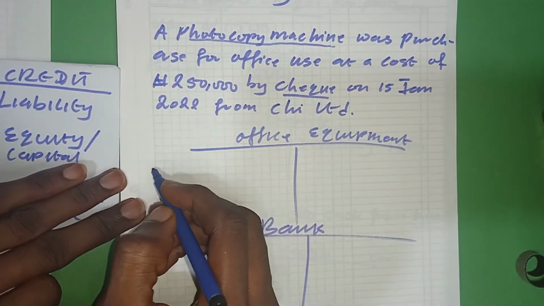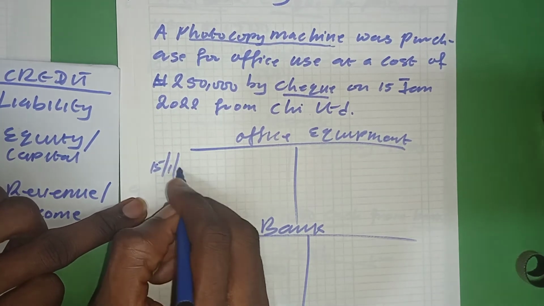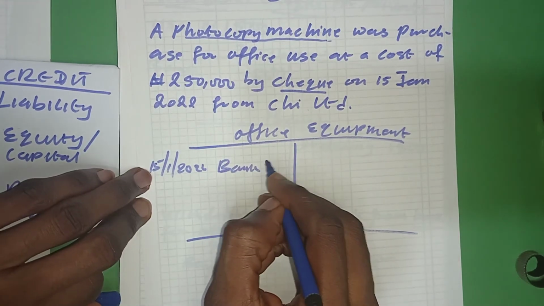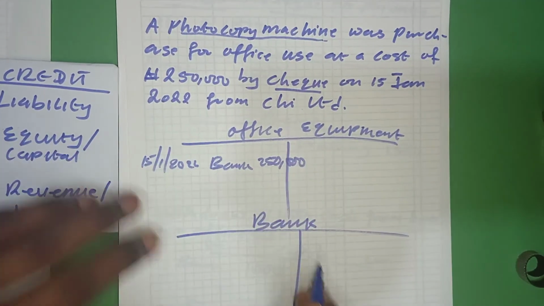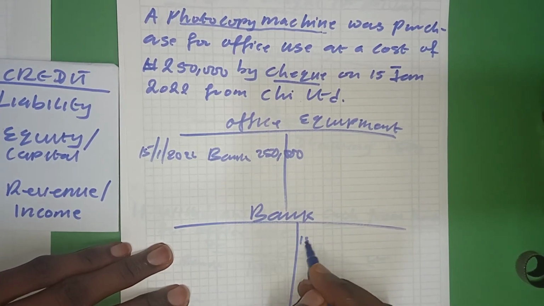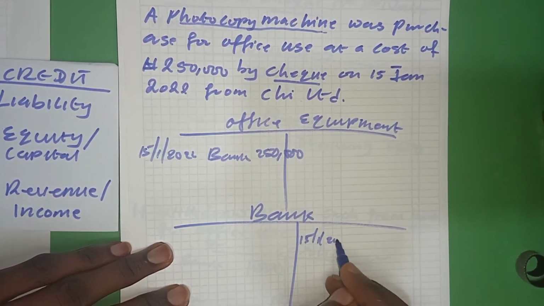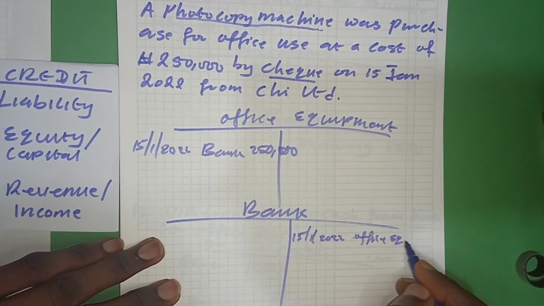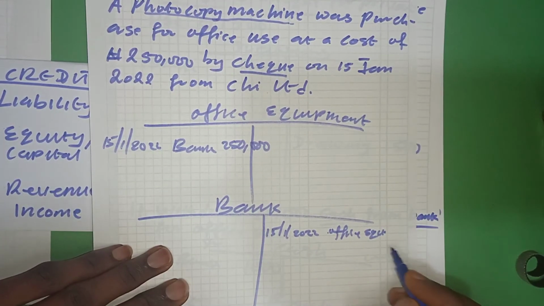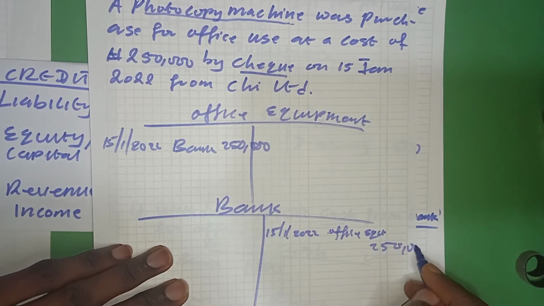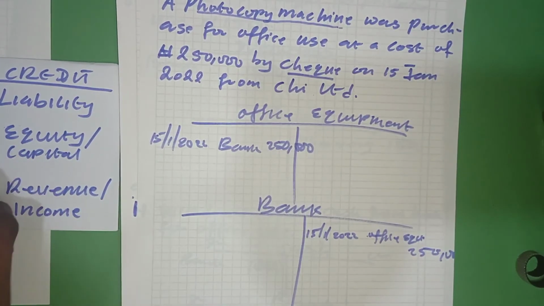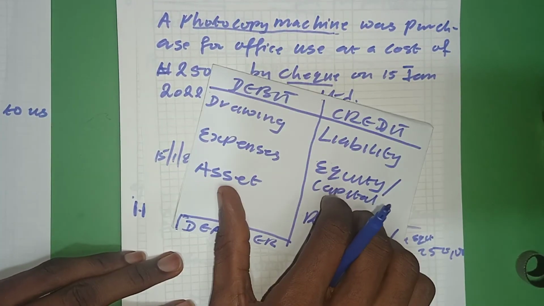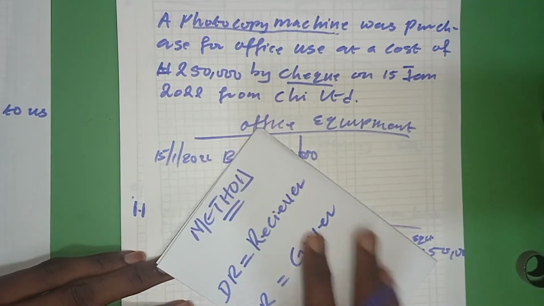So here, you debit. This one has date 15/1/2022, bank 250,000. Then here, 15/1/2022, office equipment 250,000. Now let us use this method. Hope you understood this method.